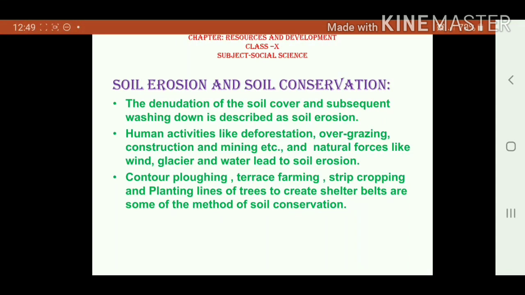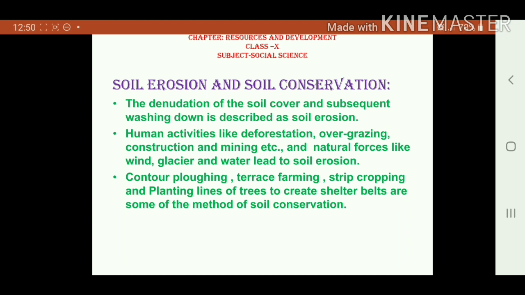The heading of this chapter is soil erosion and soil conservation. Students, we must know that soil erosion and soil formation are natural processes which take place simultaneously. How does soil erosion take place? We have studied in our junior classes that denudation of the soil cover takes place. What is denudation? Because of the high velocity of the wind, or the flow of the water, or other natural factors, when the topmost layer of the soil is taken away from the place where it belongs, it is called soil erosion.